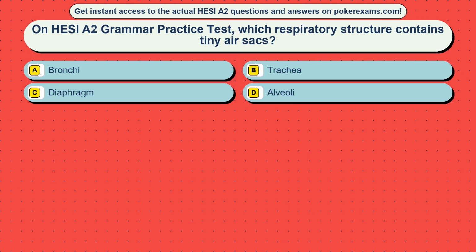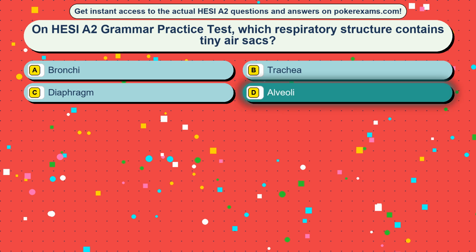Question 34. On HESI A2 grammar practice test, which respiratory structure contains tiny sacs? Option A, bronchi. Option B, trachea. Option C, diaphragm. Option D, alveoli. The correct answer is option D, alveoli.